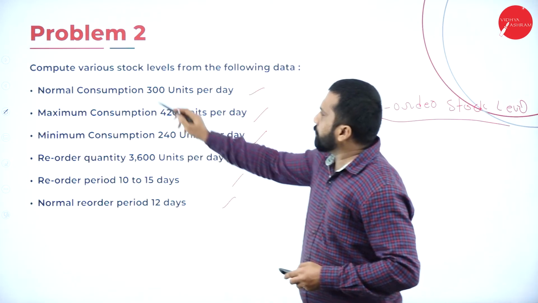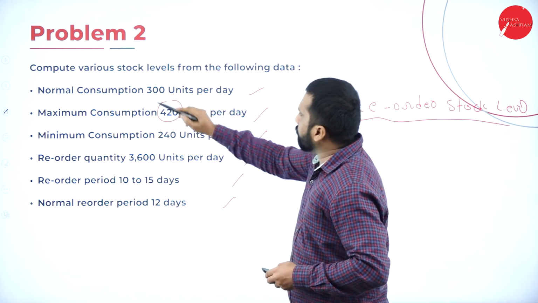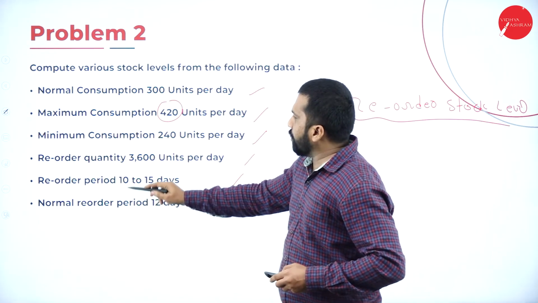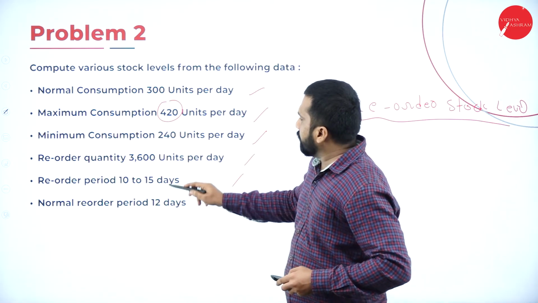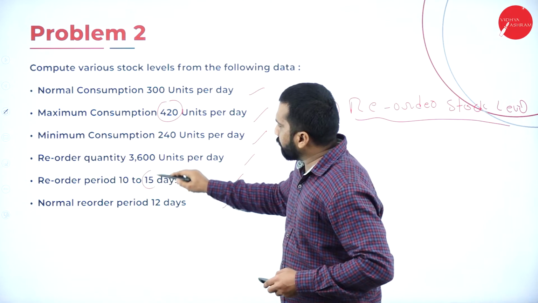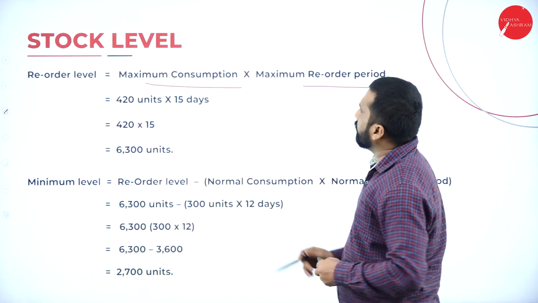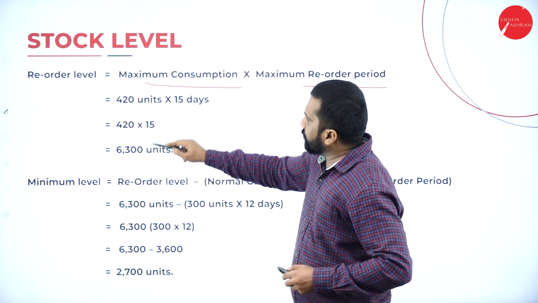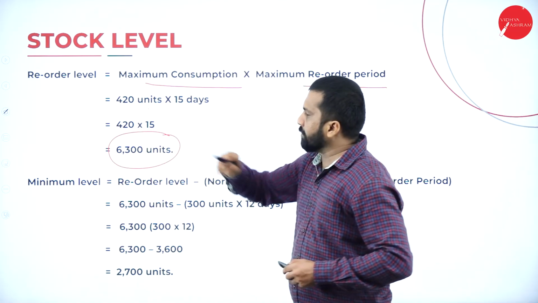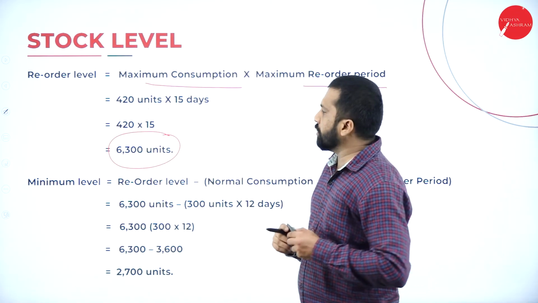I'll go back. Maximum consumption 420. Maximum reorder period is what? 10 and 15. 15 will be maximum. 420 times 15, you got 6300. Hope you are clear. Good.